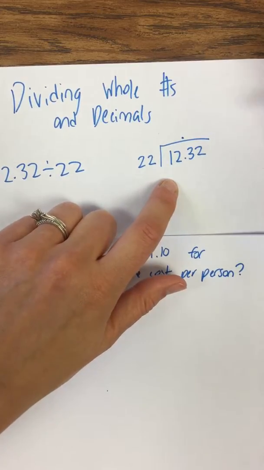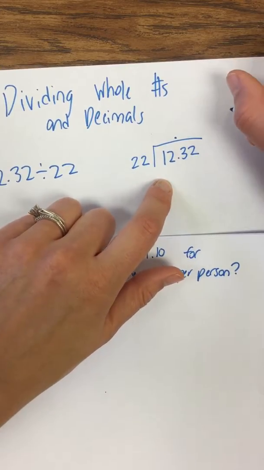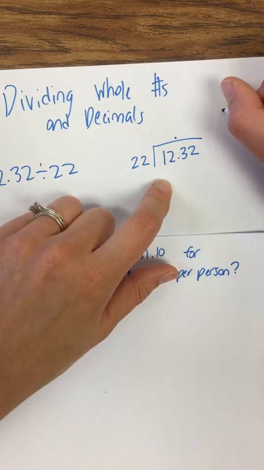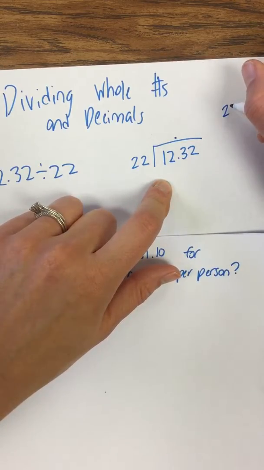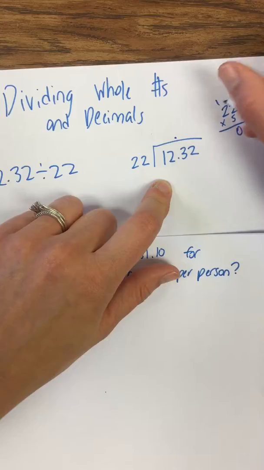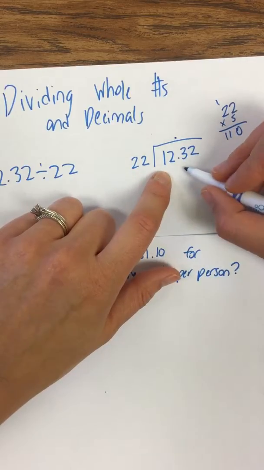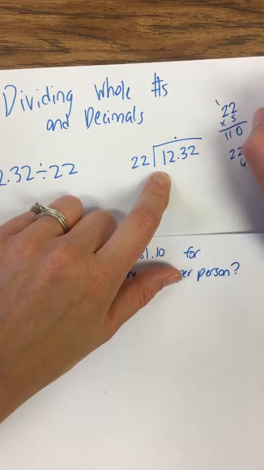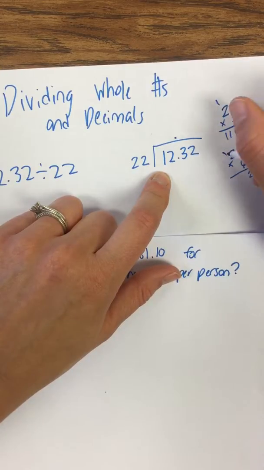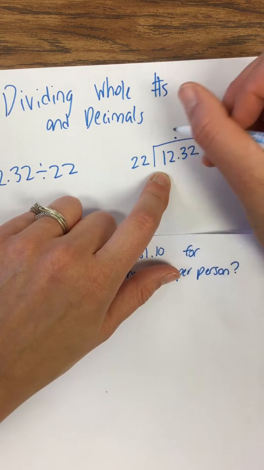You may not know your math facts of 22, and most people don't. So what I recommend is going out to the side, and it's going to be a number 1 through 9. I always pick 5, because it's halfway in the middle, and you know if you need to go up or down. 5 times 22 is 110. That's pretty close. You could try the next number up, which is 6. 6 times 22 is 132. Well, that's too big. So I know it must go in 5 times.